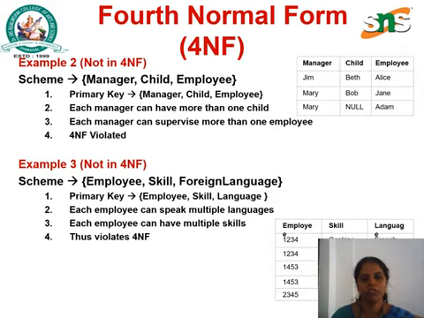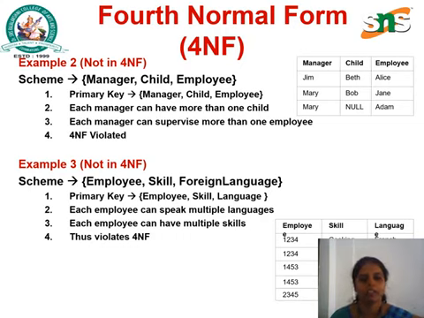For fourth normal form, we have given two examples here. Manager, child and employee names are given. Each manager can have more than one child. Each manager can supervise more than one employee. So the fourth normal form is violated.